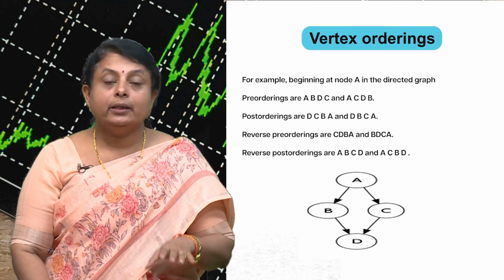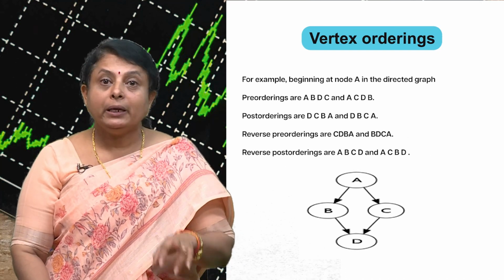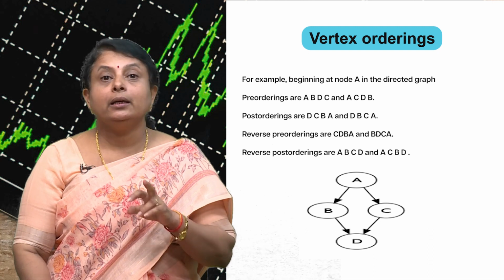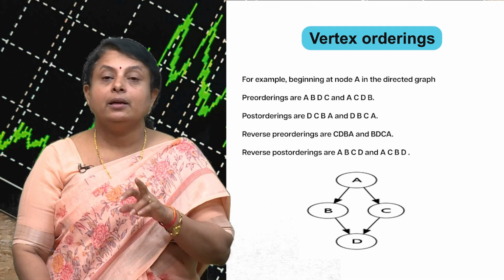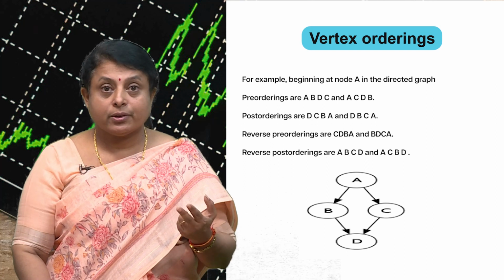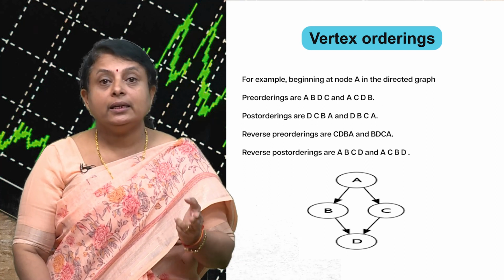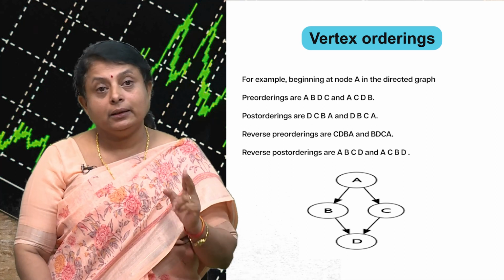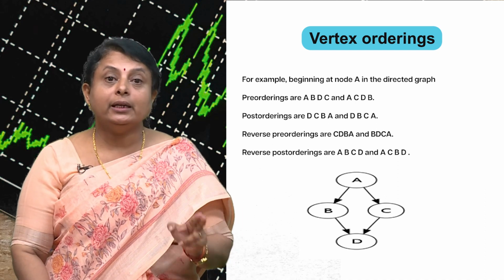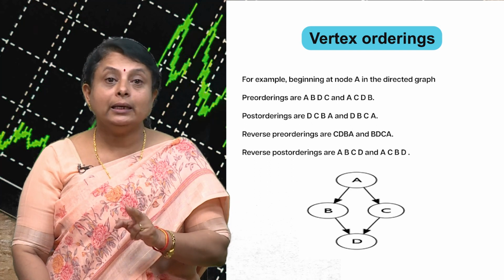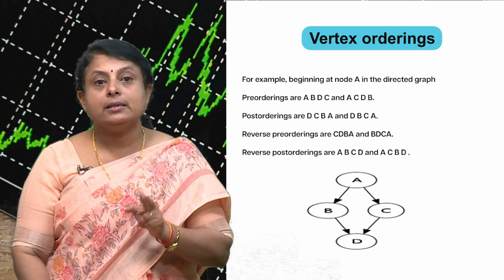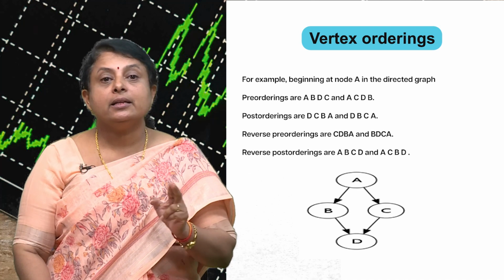For example, in the directed graph G1, beginning at the node A, pre-orderings are A, B, D and then C, or A, C, D and B. Like I have said, there can be more than one DFS traversal. Post-orderings are D, C, B, A and D, then B, then C, then A. Reverse pre-orderings are C, D, B, A and B, D, C, A. Reverse post-orderings are A, B, C, D and A, C, B, D.